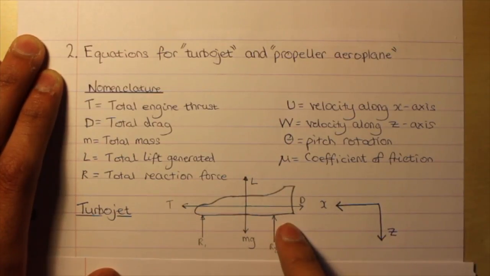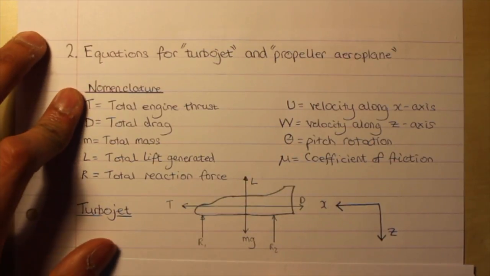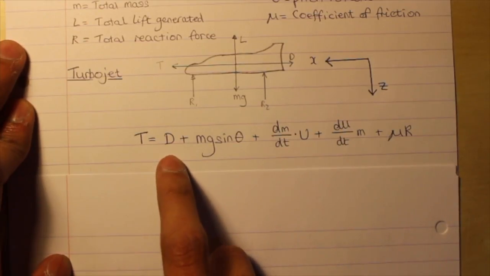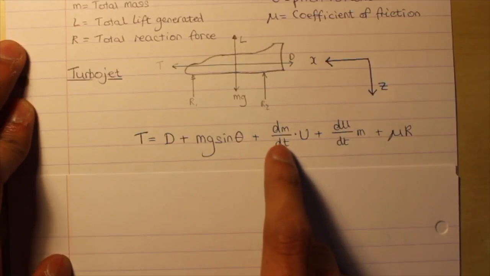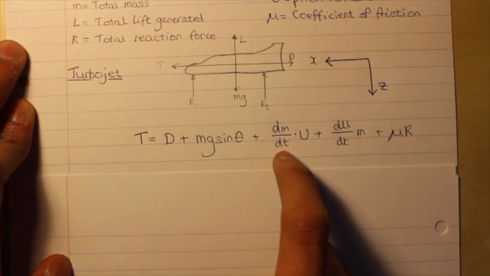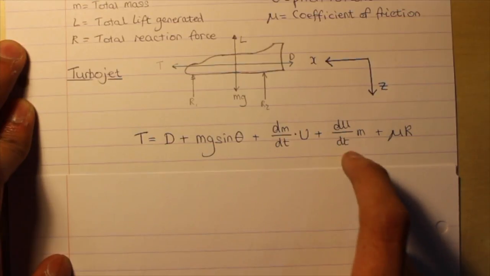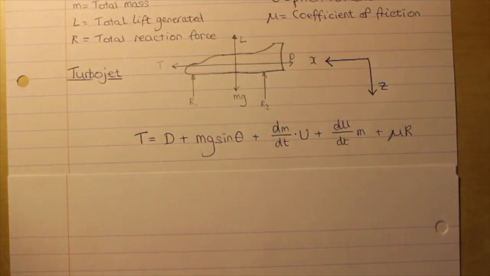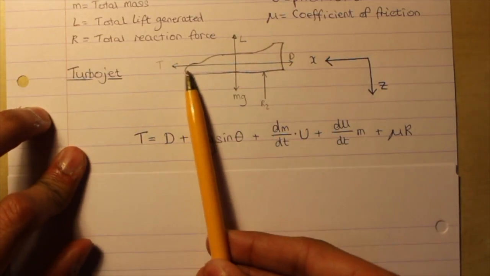So, as you can see in my little attempt of an aeroplane, thrust is going to the left, lift is going upwards, drag is going to the right, weight is acting downwards, as usual, hopefully, and we have our reaction forces acting upwards. So this is for a turbojet, and the equation that governs the turbojet is T is equal to D plus mg sine theta plus dm by dt multiplied by u plus du by dt multiplied by m plus mu times R. So because it's the thrust, we've resolved in the x-axis.